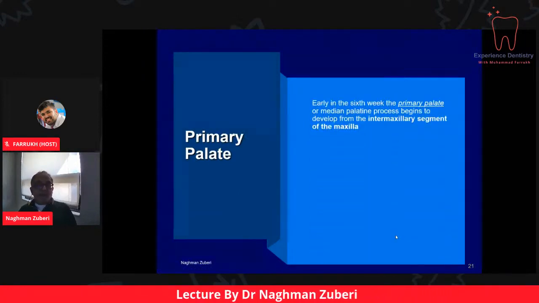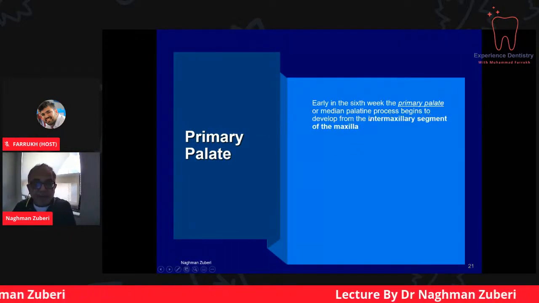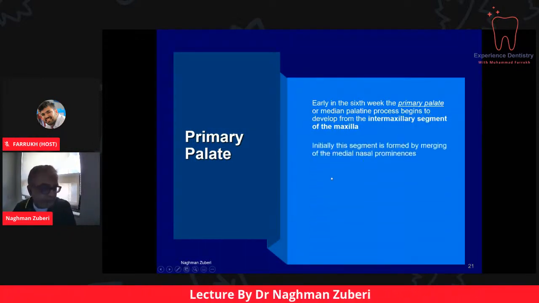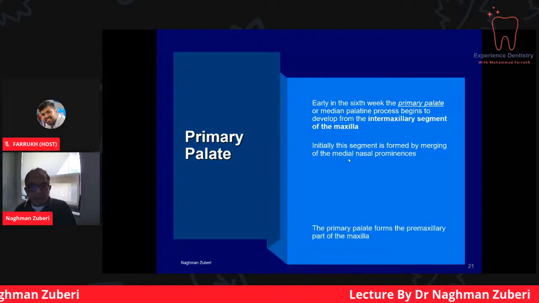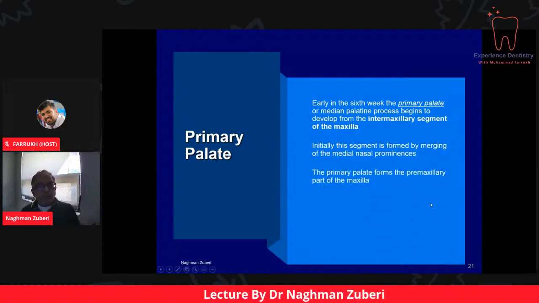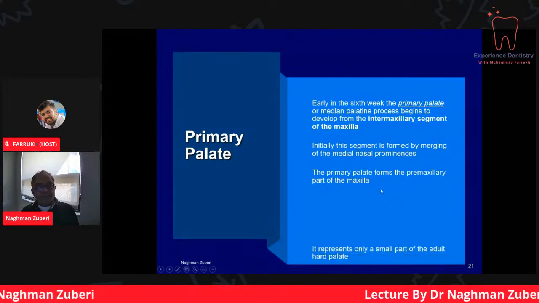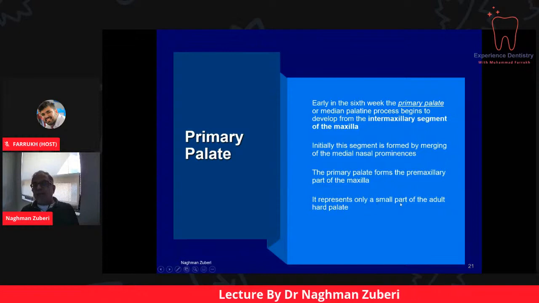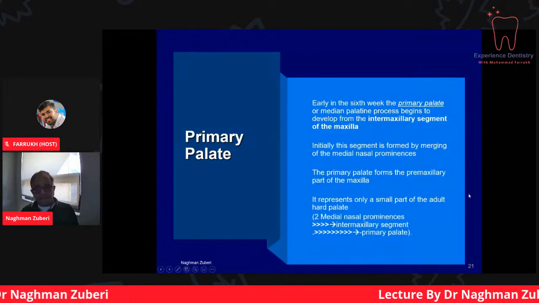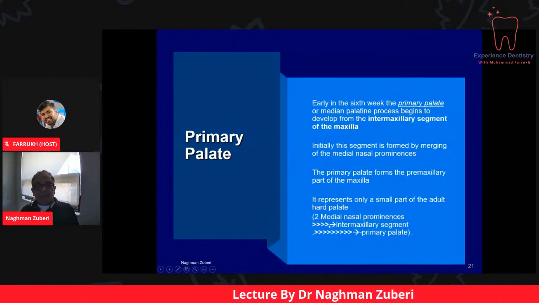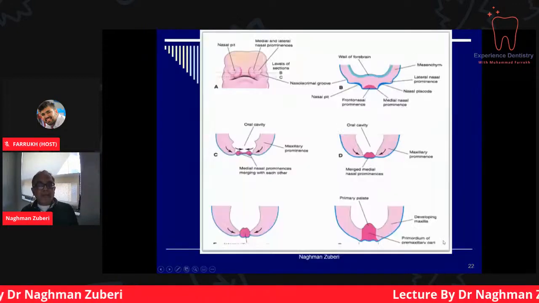Primary palate, as we have already mentioned: early in the 6th week, the primary palate or median palatine process begins to develop from the intermaxillary segment of the maxilla. We have already discussed that. Initially, this segment is formed by merging of the medial nasal prominences, and later the 2 maxillary prominences also join. The primary palate forms the premaxillary part of the maxilla. It represents only a small part of the adult hard palate, only the premaxillary area. When the 2 medial nasal prominences join, the intermaxillary segment is formed and it gives rise to the primary palate.